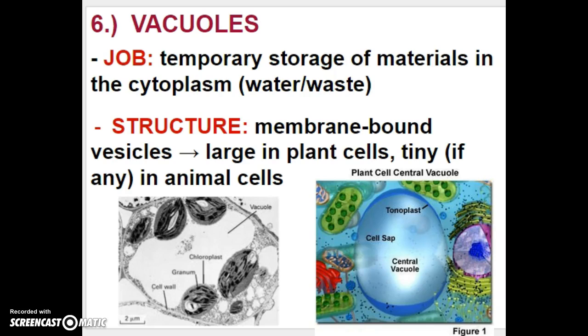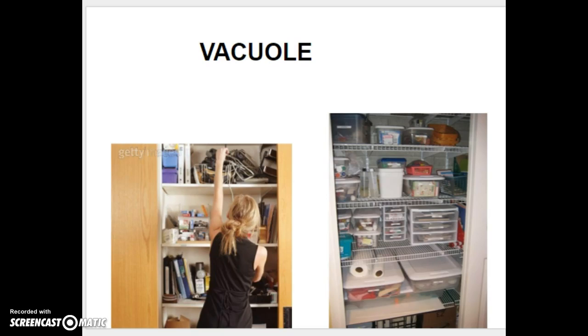Vacuoles. These are very, very tiny in animals, if they have them at all, but vacuoles are very large in plant cells. Their job is to temporarily store stuff, either nutrients or waste. Vacuoles have a membrane surrounding them, and you can think of the vacuole as the storage closet or the supply closet for our cell factory. Things are held there temporarily, and they're used or gotten rid of when needed.